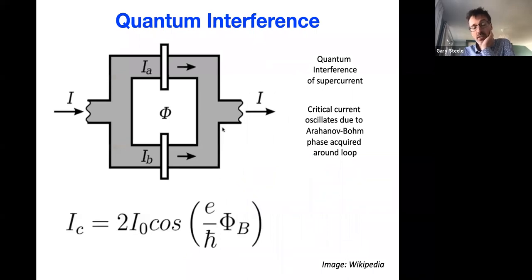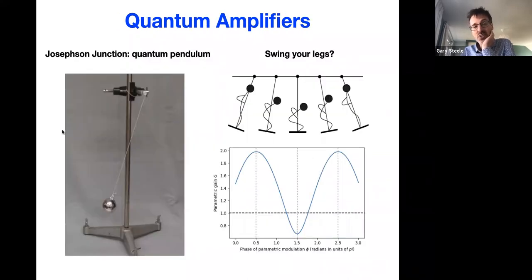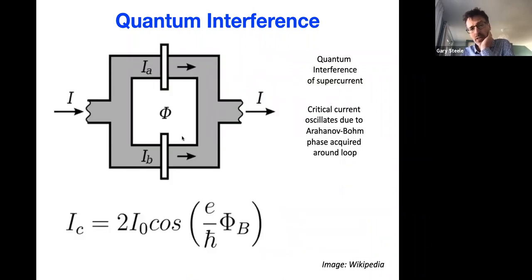So how do we do that in practice? How do we swing the legs of our Josephson junction? We do that by splitting our Josephson junction in 2. And what that does is it makes more or less an Aharonov-Bohm interferometer for the superconducting wave function.